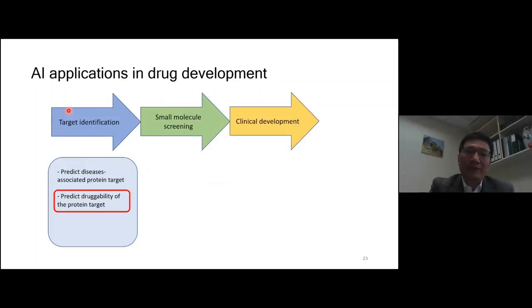And therefore provide a very early diagnosis approach for potential diseases. Okay? So this is one of the examples.